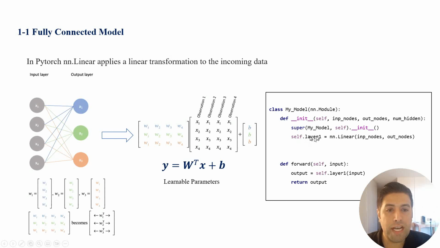You can access this layer1, which is the linear function, in your forward function, because it is an object variable, and you defined it as self.layer1. So in the forward function, you will call self.layer1 on the input. Whenever you give an input, for example a 4x4 observation input, the output will be a 3x4 output observation matrix. So the number of features is changed by this linear transformation. This is the base for a fully connected model.